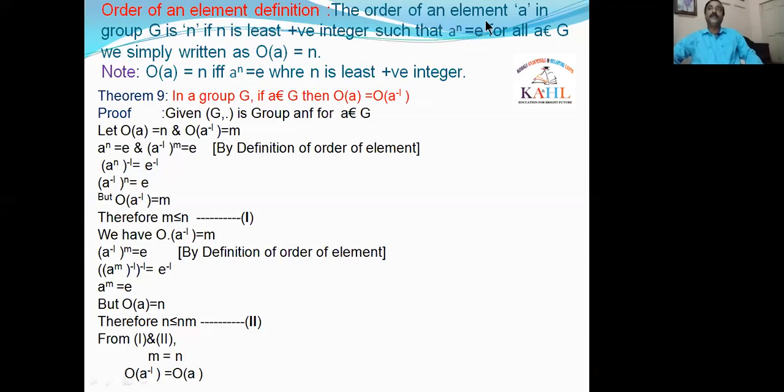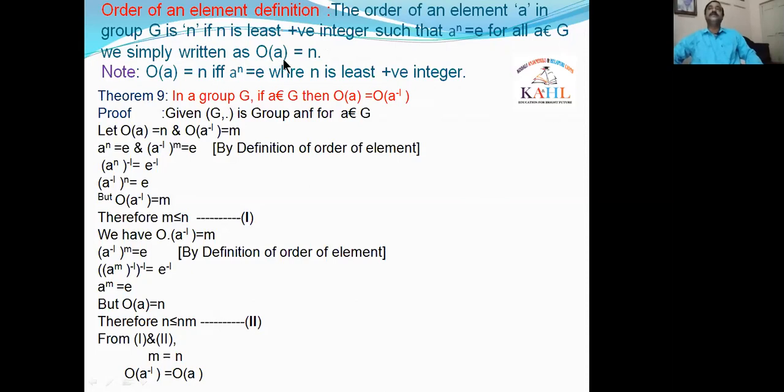The order of an element a in a group G is said to be n if n is the least positive integer such that a power n is equal to e, for all a belongs to G. That means the order of an element a is said to be n if n is the least positive integer such that a power n is equal to e. We simply write it as order of a, O(a) is equal to n.